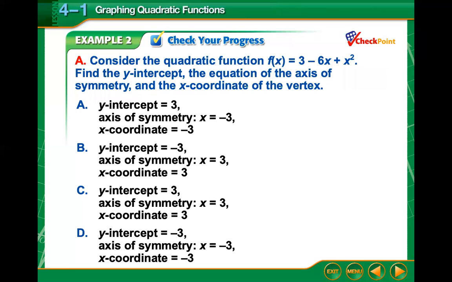So considering the quadratic function f of x equals 3 minus 6x plus x squared, find the y-intercept, the equation of axis of symmetry, and the x-coordinate of the vertex. All right, so looking at this, we would need to go ahead and rewrite this. So when we rewrite this, we would get x squared minus 6x plus 3.